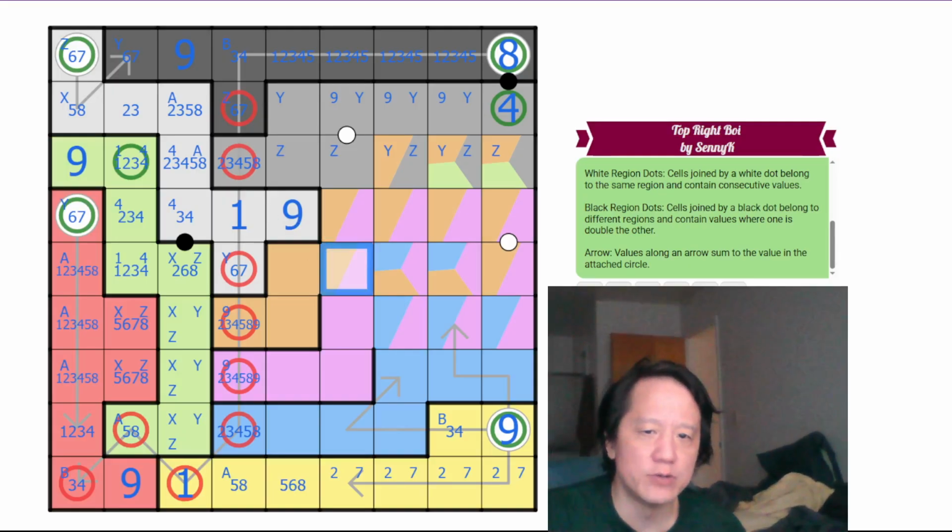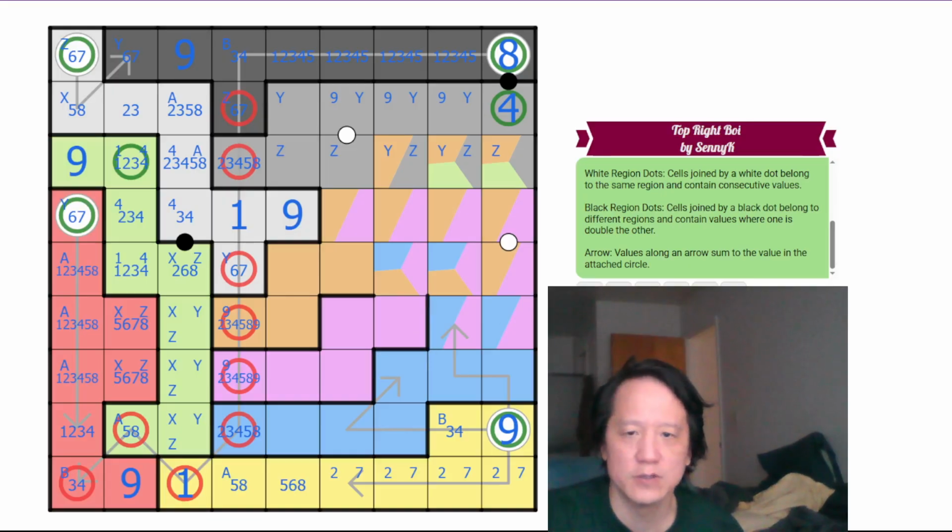This has to be orange because it's no other place. This has to be pink because there's no other place for it to go. So blue has to go this way. 1, 2, 3, 4, 5, 6, 7. It has to go this way at least. Cannot go blue, blue because these are the same region. So this is guaranteed to be blue.